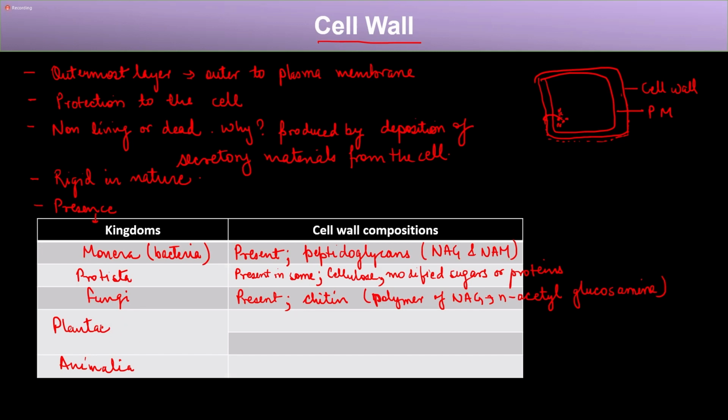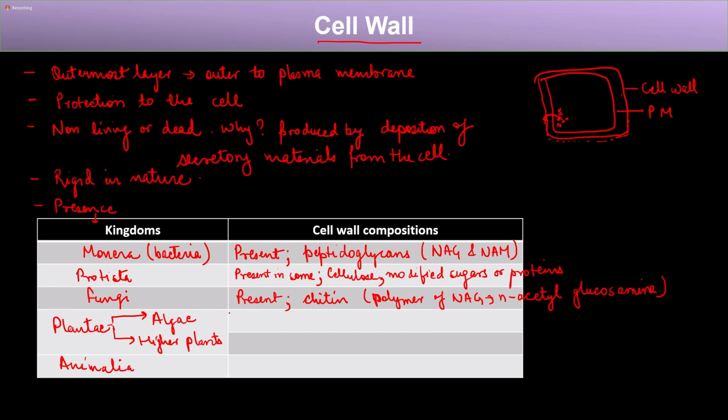Now in the Plantae, so Plantae basically comprises the plants, which can be further divided. You can say one is algae, that is lower plants, and the other is higher plants. So in the algae, the composition of the cell wall varies from that of the higher plants. And what could be the reason? One of the reasons can be that the algae are present in the water, so they have a different environment, right? While the higher plants are present on the land, so they have a different environment. Because of this reason, their cell wall compositions vary.